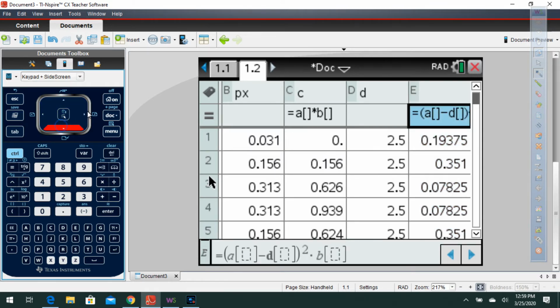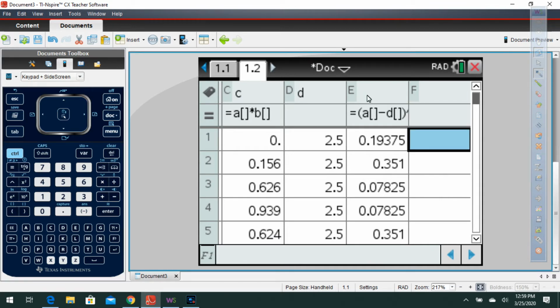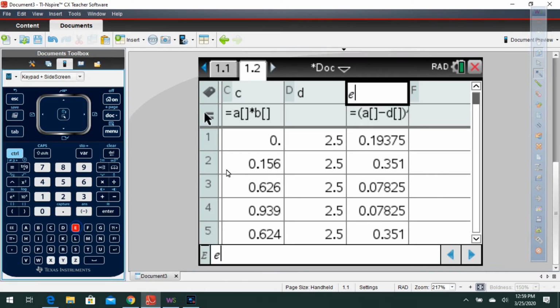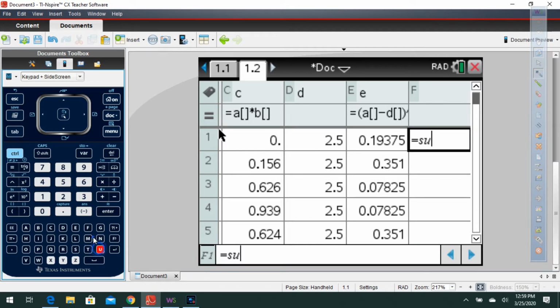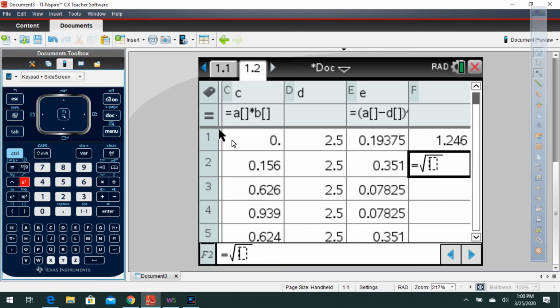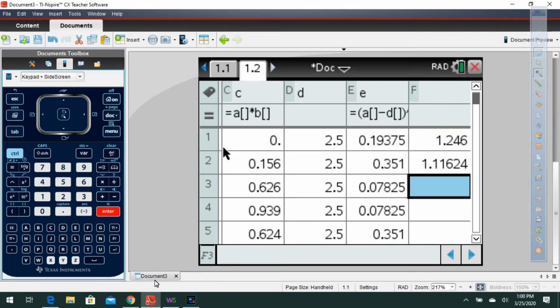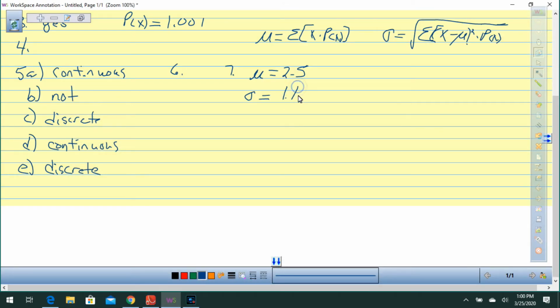Now the next part, we're going to go here and call this E, and we're going to say equals sum of E, enter, and then we're going to say equals the square root of this one here, 1.1. So our standard deviation is 1.1. Not too bad. There we got it.